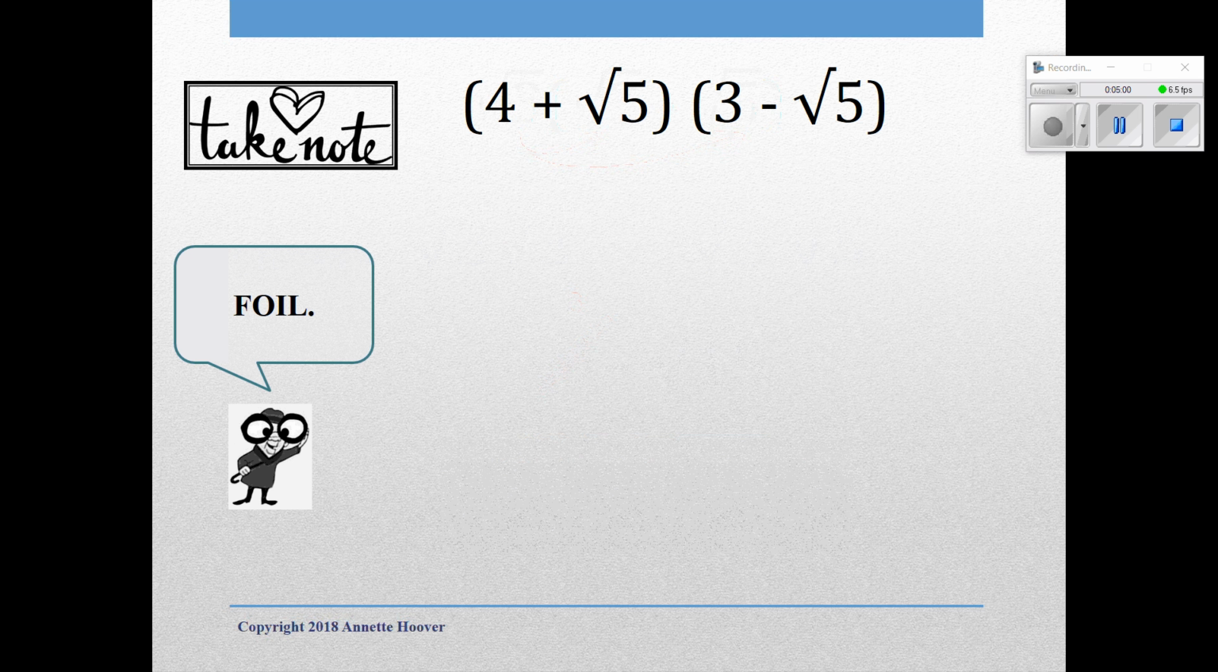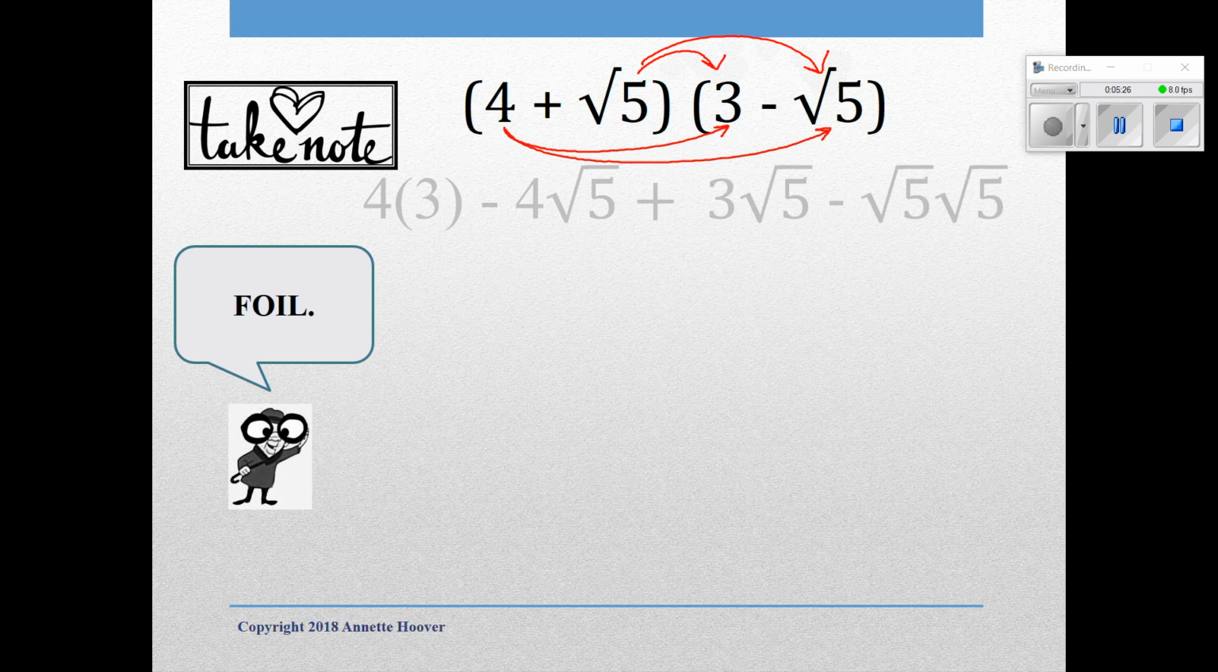When you have two terms times two terms, we're going to use the distributive property twice, also called FOIL. So in this first one, we're going to take 4 and multiply it times the first and second terms in the second one. It's called first terms, outer terms. Then we're going to multiply the inner terms and the last terms. We're doing the distributive property twice.